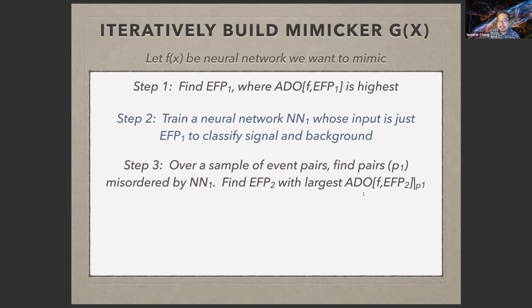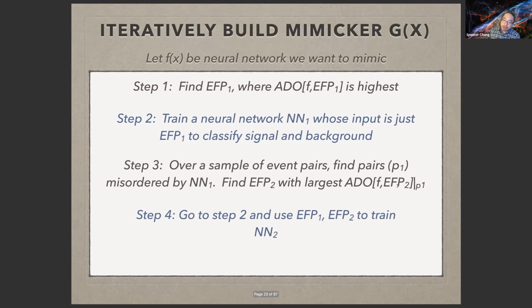Now apply this decision ordering between F and some other new energy flow polynomial on the misordered events. Find this EFP2 that has the highest one. So it identifies the next input. Now we train neural network 2, where now it has 2 inputs, EFP1 and EFP2. And then you can just repeat until you are satisfied, whatever performance you're interested in.